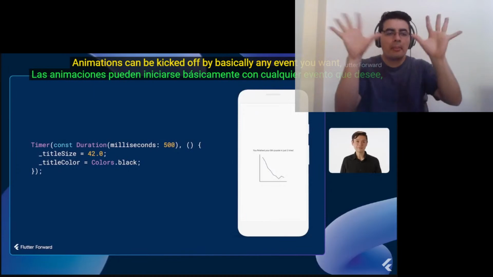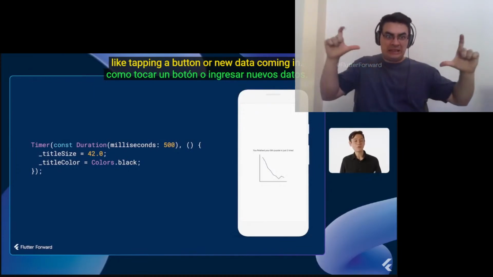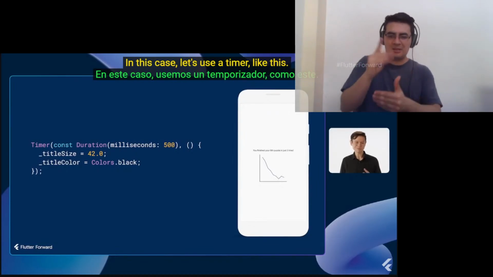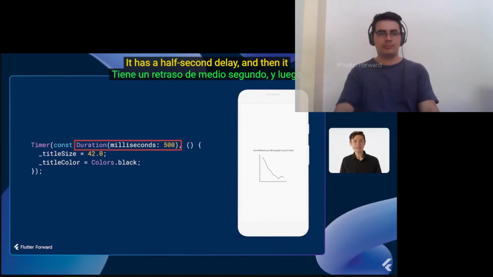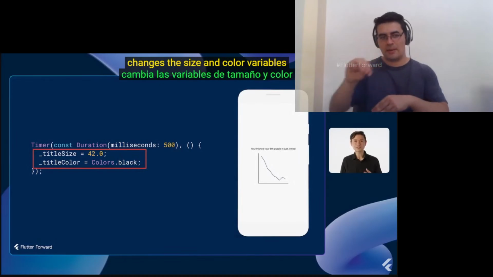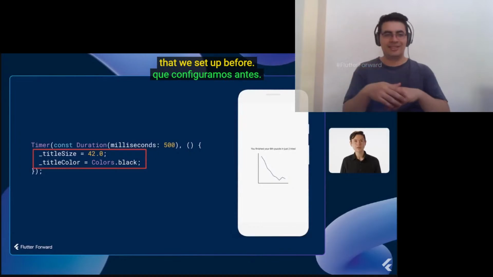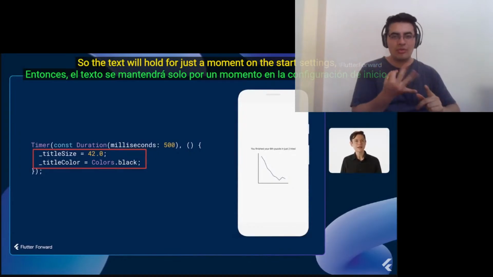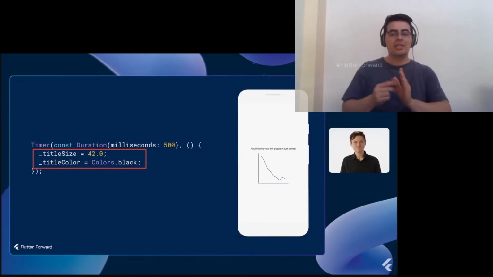Animations can be kicked off by basically any event you want, like tapping a button or new data coming in. In this case, let's use a timer like this. It has a half-second delay, and then it changes the size and color variables that we set up before. So the text will hold for just a moment on the start settings, then animate to this new size and color like this.